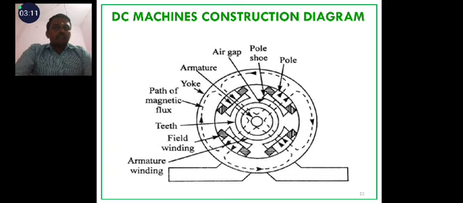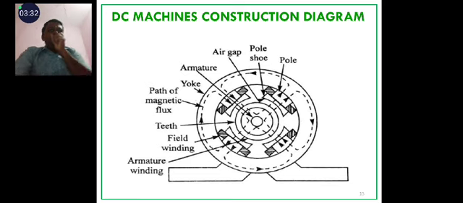And another one is the armature winding. In the armature winding, insulated conductors are put into the slots of the armature core. The connection or arrangement of conductors is known as the armature winding. There are two types of armature winding: one is wave winding and the other is lap winding.